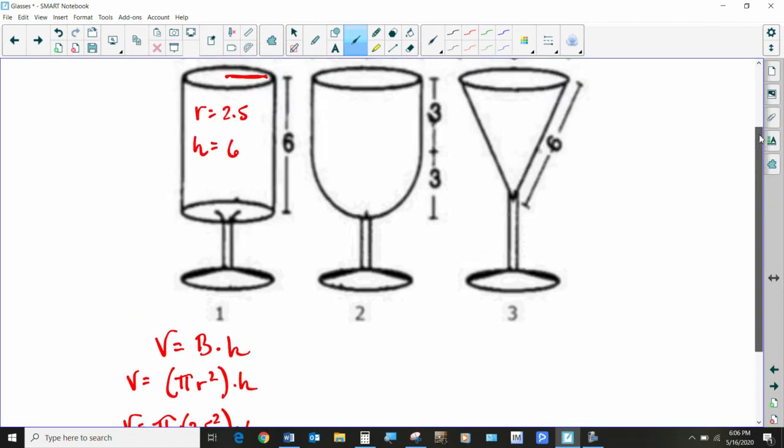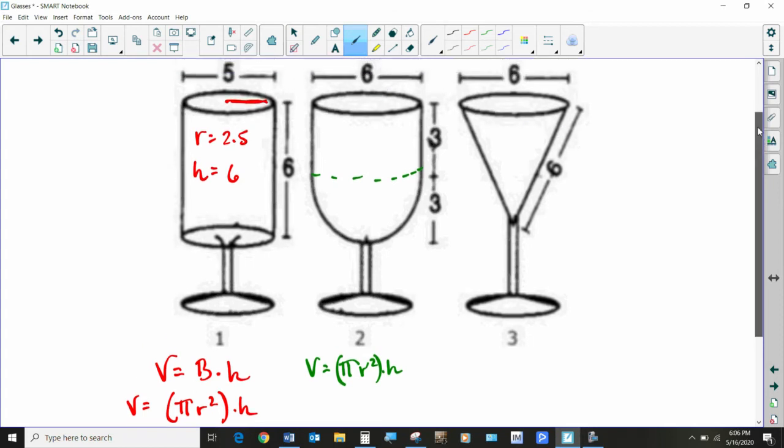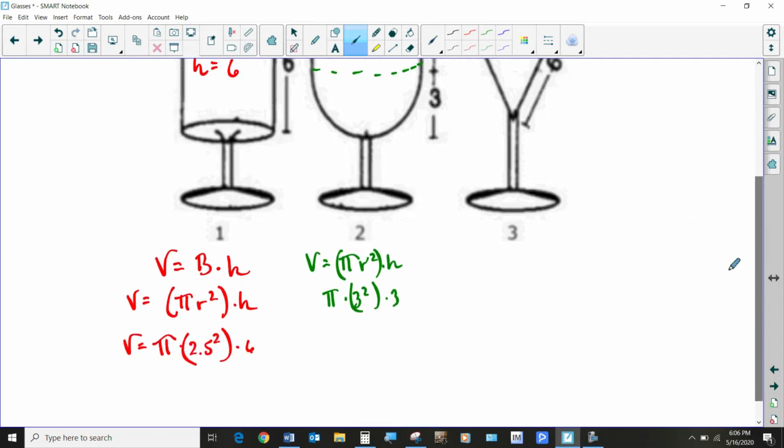For this guy, we've got 2 parts to this, okay? Maybe bring that guy down a little bit. Okay, so we know that the cylinder portion of this is going to have the same formula as the cylinder portion for glass 1, but we've got different dimensions. We've got ourselves a 3 centimeter radius, so pi times 3 squared, and the height of this cylinder is also 3, times 3. So that's going to take care of the cylinder part.